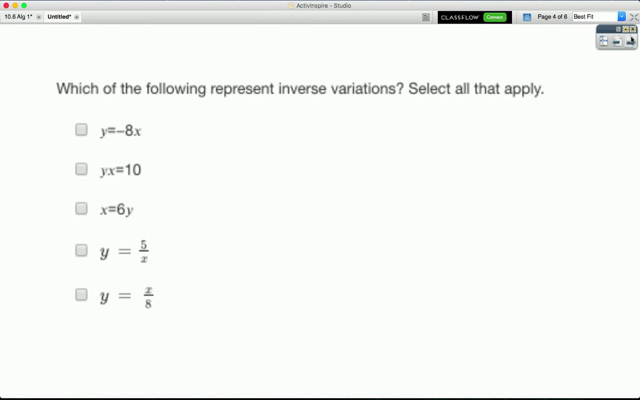Which of the following represent inverse variation? Select all that apply. So we're looking for equations that when solved for y are being divided by x. So the first one is a direct variation. The second one, to solve for y, I'd have to divide by x on both sides, so this would be inverse. The third one, to solve for y, I would just divide by 6 on both sides, so that would be direct. The next one is already solved for y, so that would be inverse. And the last one's already solved for y, but it would be direct.